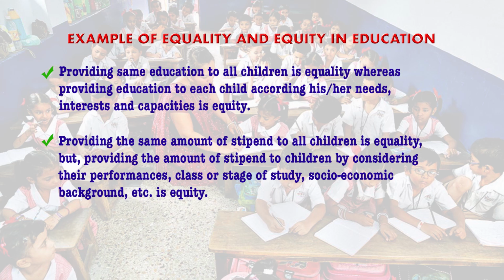Further, another example: providing the same amount of stipend to all children is equality. If you are providing stipend or certain scholarship to the children, and you provide the same amount to all the children irrespective of their diversities, irrespective of their differences, we can say that we are just practicing the concept of equality. But providing the amount of stipend to the children by considering their performances, class or stage of study, socio-economic background, etc. is equity. Try to understand, a very beautiful example.